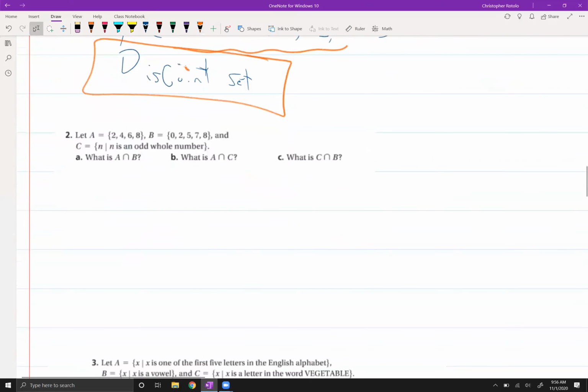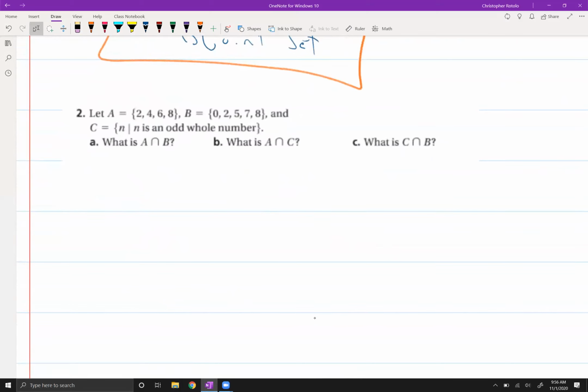All right, so another set of intersections here. We can see A and B. So C is going to be an odd whole number. So I might put C over here, an odd whole number, 1, 3, 5, 7, 9. Okay, I'm going to cap it off there because I see all the other ones stop at 8. So we're done with those.